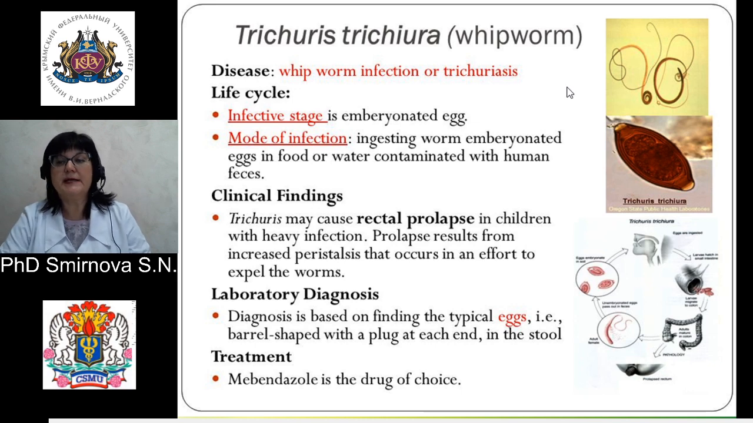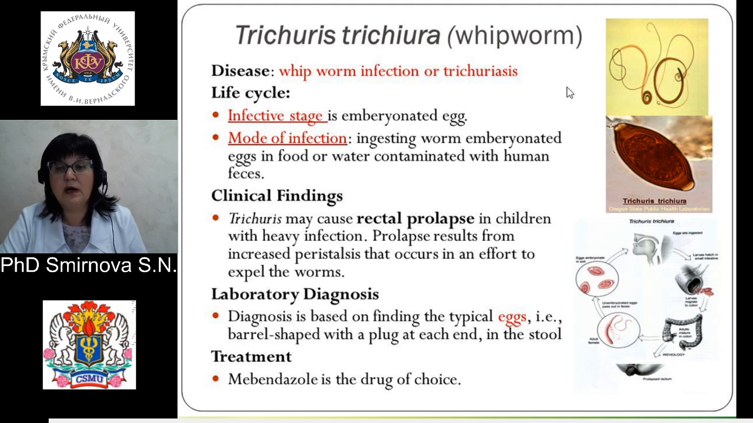Trichiurus trichiura, whipworm or Trichocephalus trichiurus, has a very easy life cycle. The infection stage is the egg. A human can swallow this egg with contaminated water or contaminated food. Then the egg moves to the intestine, where it develops into the adult form.